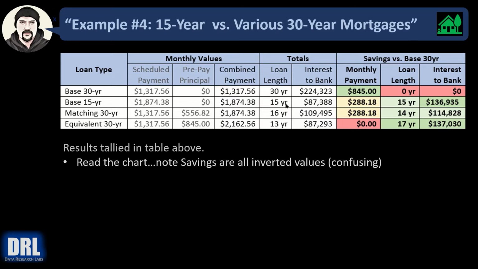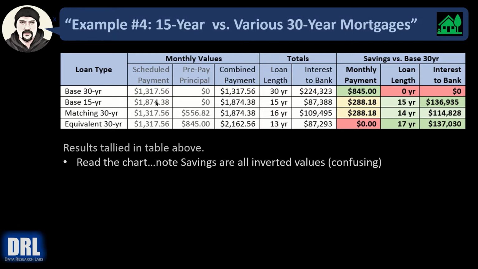And then the total interest to the bank. The 30-year, $224,000. The 15-year, $87,000. If you pay a 30-year at the same monthly rate, $109,000. So it's not as good. If you're just going to make payments like it's a 15-year, go with a 15-year because you're going to save more overall in interest and you're going to save 1 year of payments.